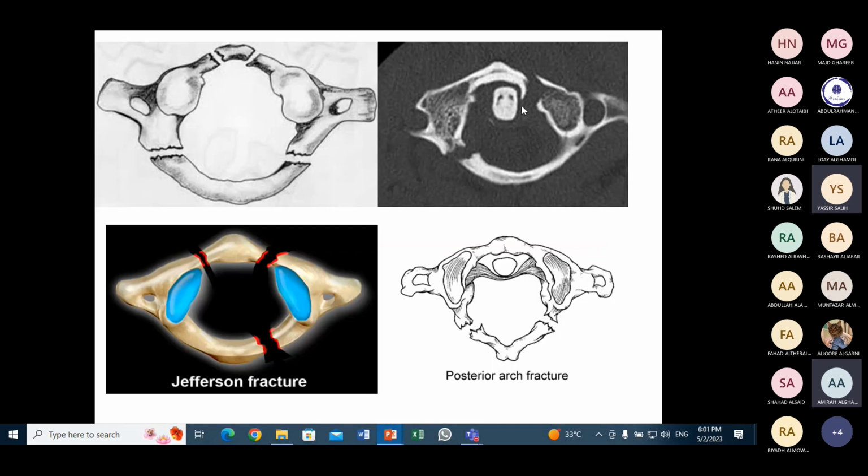Although this open mouth view can add much information, CT is the best imaging technique for assessment of this fracture. This is how the posterior arch fractures look. Here we have two-side fracture, and here this fracture can be seen in this C2, but this is a Jefferson fracture. So Jefferson fracture is the fracture of C1.